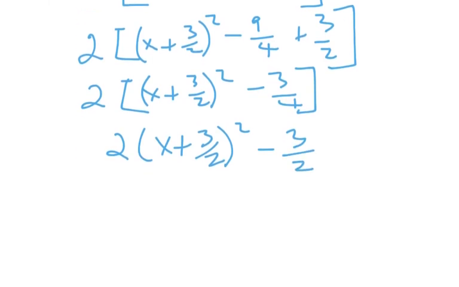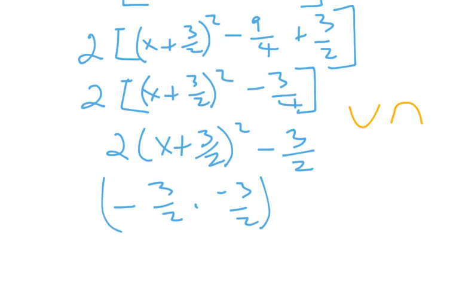So, again, my vertex point is still going to be a minimum or maximum turn, depending on whether it's like this or this. But it's going to be minus 3 over 2, comma, minus 3 over 2. So that's the minimum point on this particular function.